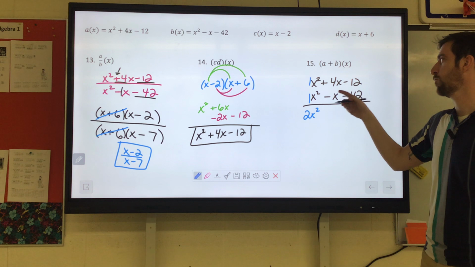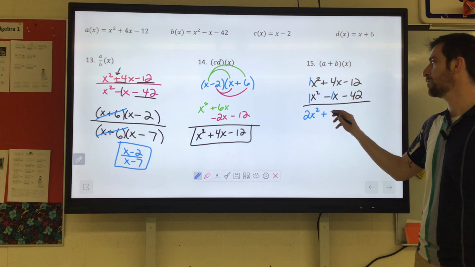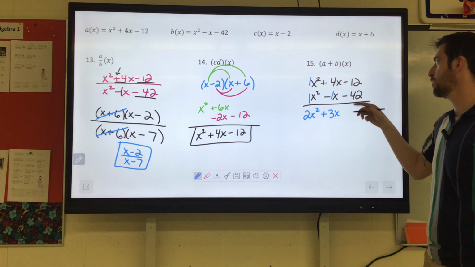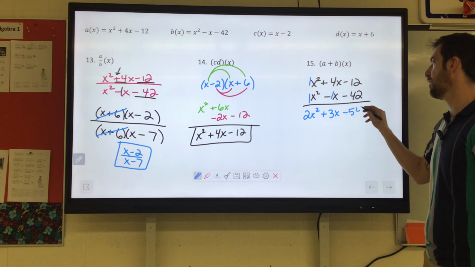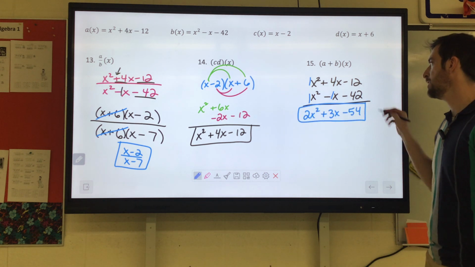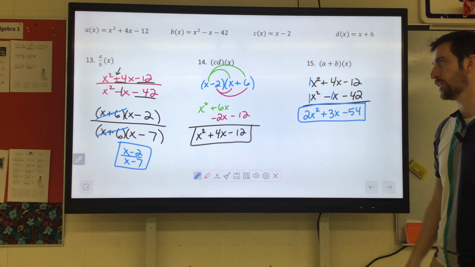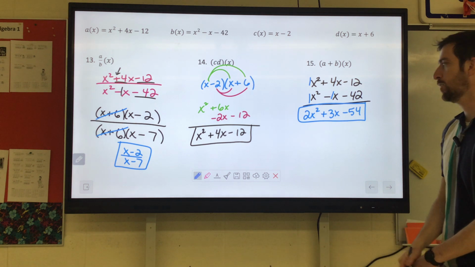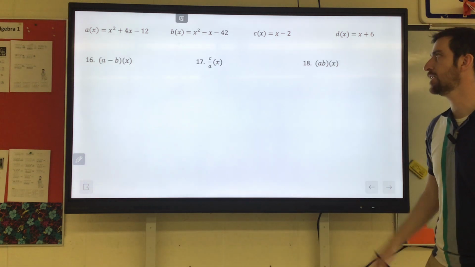For the x's, we have 4x minus 1x. That's 3x. And then -12 minus 42 is negative 54. That is it, and we're having fun. Look at us, we are having fun.